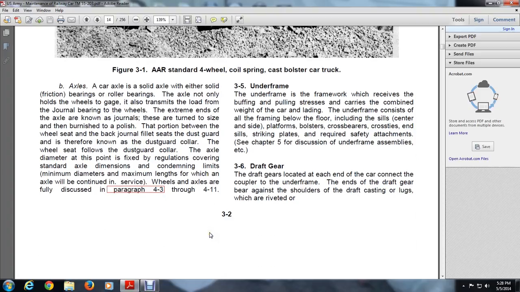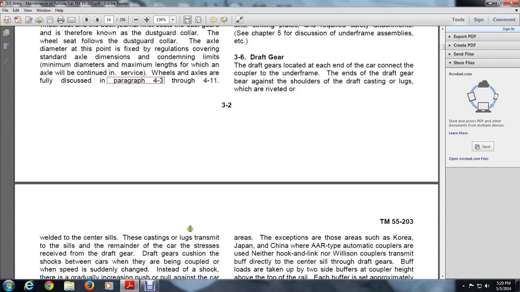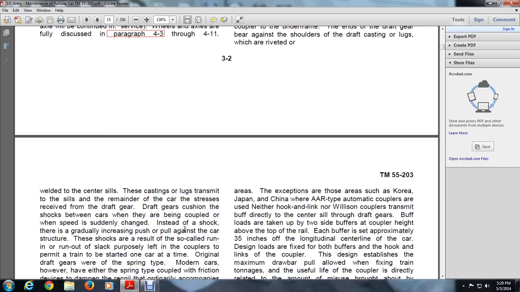3-6. Draft gears. Draft gears are located at each end of the car, connected with the coupler and underframe. The ends of the draft gear bear against the shoulders of the draft gear castings or lugs, which are welded to the center sills. The stresses are transmitted through these castings to the sill and the remainder of the car structure.